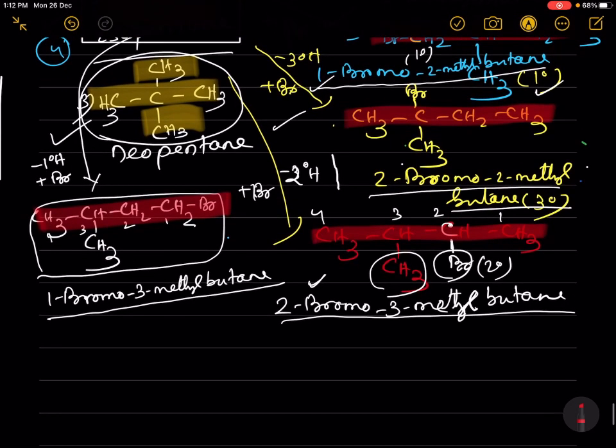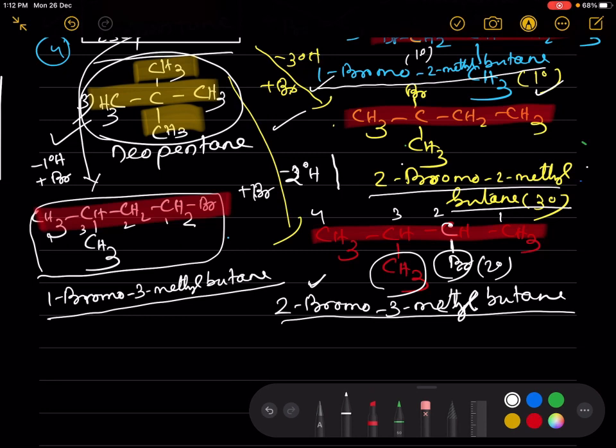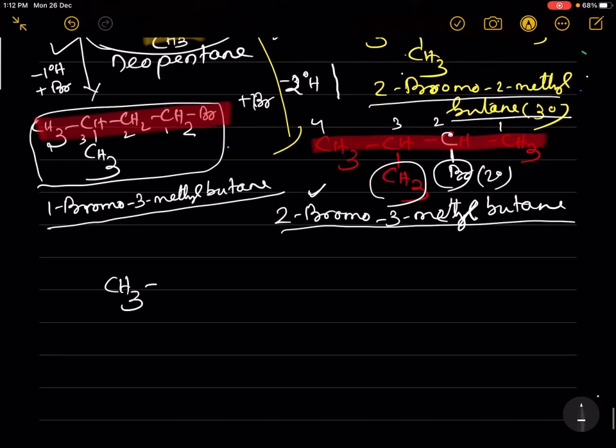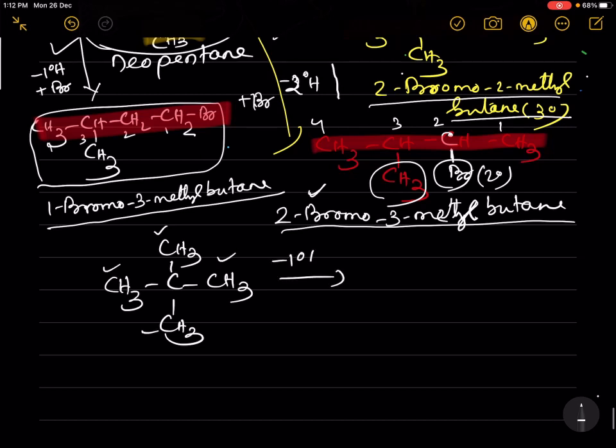Let me write the structure again. This is neopentane. All the carbon atoms are identical. All the carbon atoms are identical and all are primary carbon atoms, and the hydrogen atoms attached to those primary carbon atoms are primary hydrogen atoms. How many primary hydrogen atoms are there? 12.